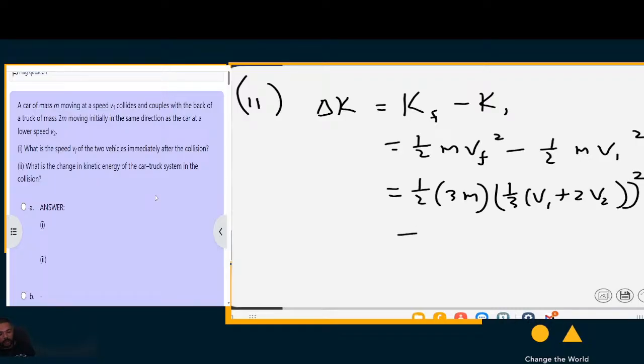Then you subtract the kinetic energy at the beginning, which is the sum of the kinetic energies of these two vehicles. It's just a half m v1 squared, plus a half 2m, which is the mass of the truck at the beginning, and its velocity at the beginning is v2. And then you square that to subtract it from that. Oh, you can see it's running out of space there.